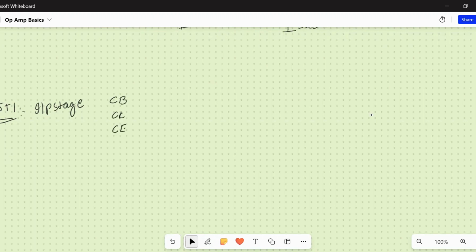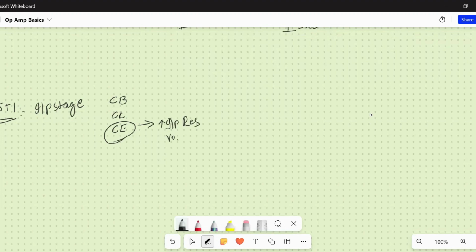So this is the one. Let us not go into the details of each and every configuration. Think always that this common emitter configuration provides us very high input resistance, and the voltage gain and the current gain are high. So can we go on now?